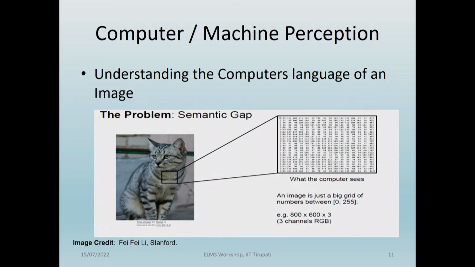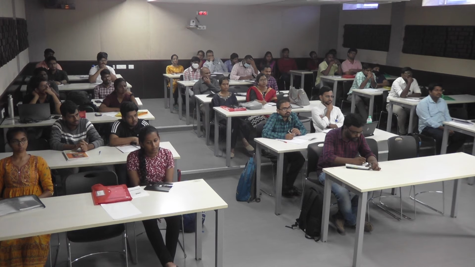What do you think? How should we approach this now? We have seen how a computer looks at an image. So if I want to identify different objects in it, what do you think is the first step, or what do you think we should do? Any guesses?